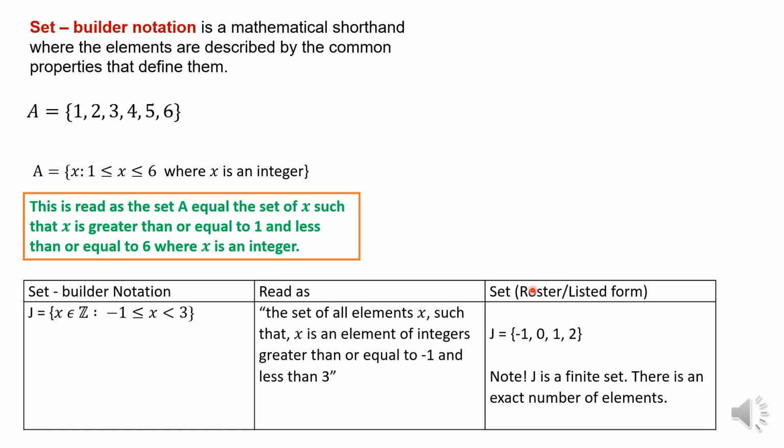And now there's also something important, when we talk about finite, something that ends, and an infinite set, something that doesn't end. And this is an example of a finite set, because there's only an exact number of elements or members that your set can have between -1 and 3 not included.